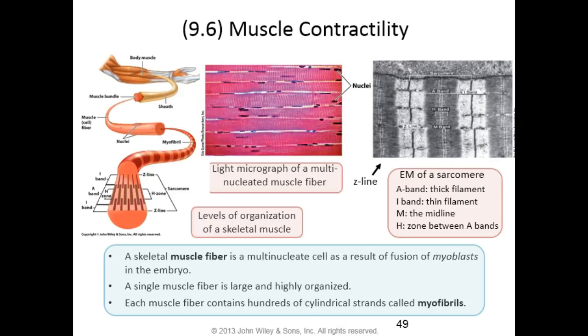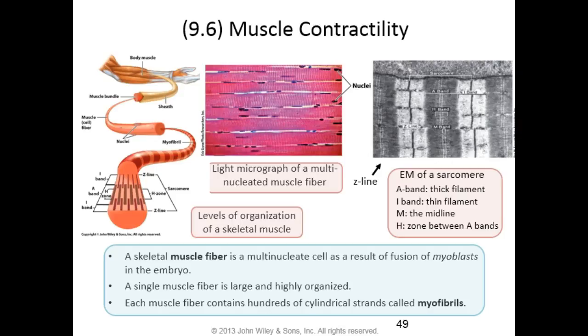Each myofibril is made up of a repeating linear array of contractile units called sarcomeres. Each sarcomere, in turn, has characteristic banding patterns that give the muscle fiber a striated appearance. Myofibrils are separated by cytoplasm with intracellular membranes and mitochondria, lipid droplets, and glycogen granules all inside.